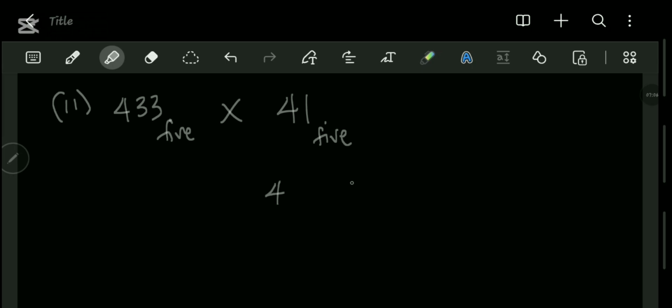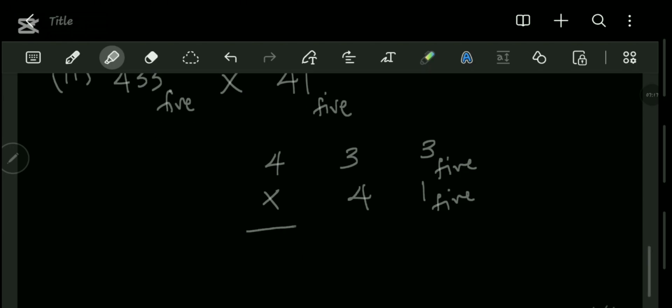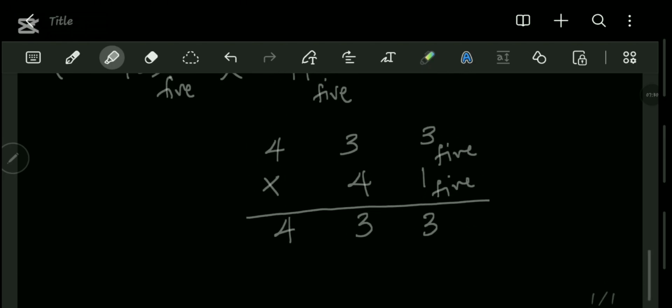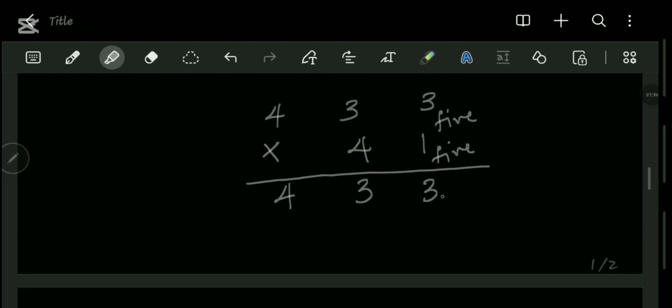So we have 433. This question is in base 5 multiplied by 41 also in base 5. So I'm to multiply these. So I'm having 1 multiplies 3 to give me 3, is not up to 5, so I can drop my 3 here. 1 times 3 itself is 3, and 1 times 4 is 4. Right? This is in base 5. So I'm done using 1 to multiply this, so I'm using 4 now.